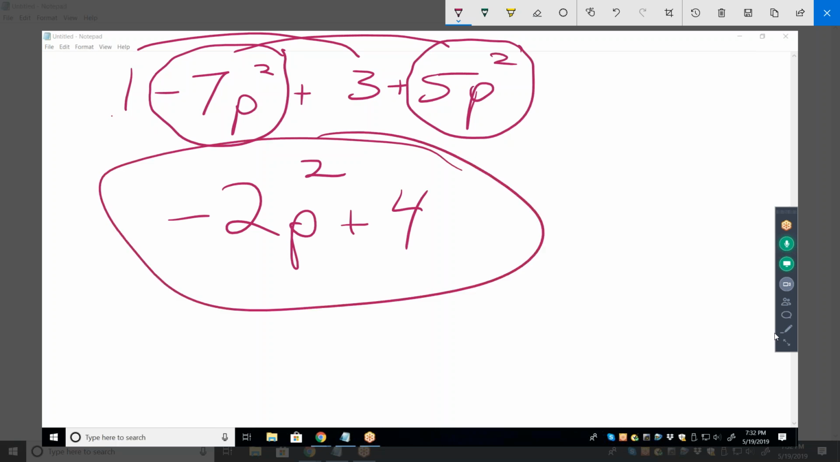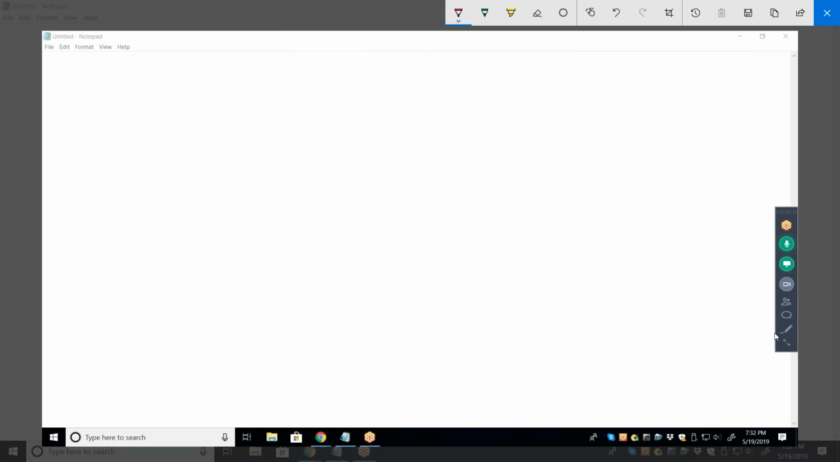Now if I combine the numbers, 1 plus 3 is 4. So that's your answer, and that's probably the correct way to write it, is to put your highest exponent variable first, your next highest one next, and finally your constant, the number only. Okay? Now, I'll wait until you get one. You're going to have one like that. Give me another one.